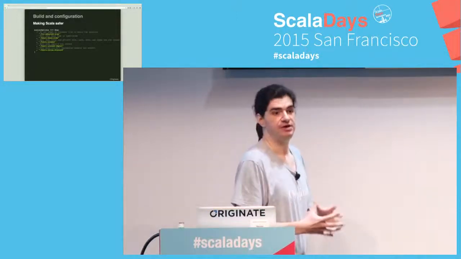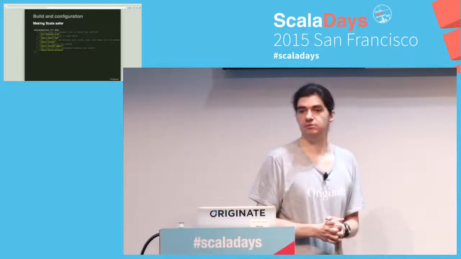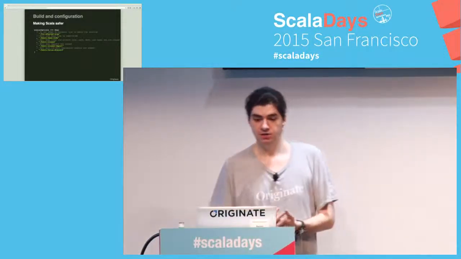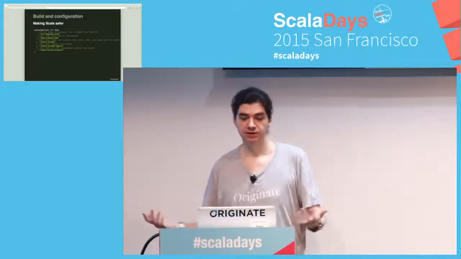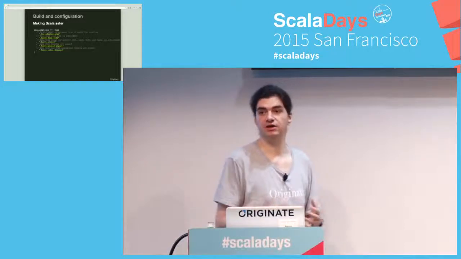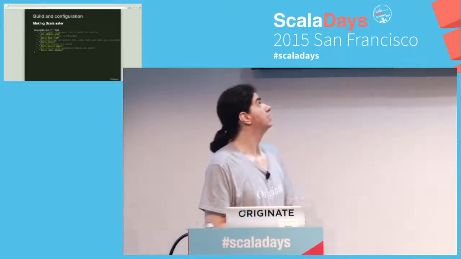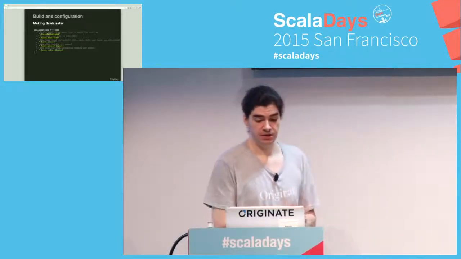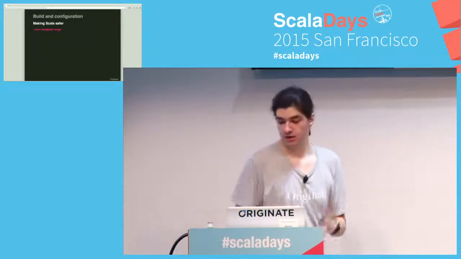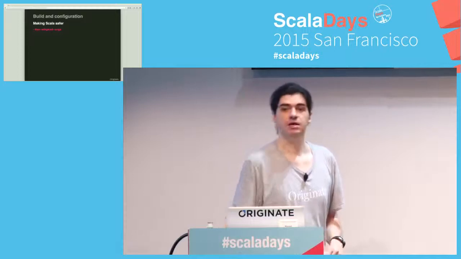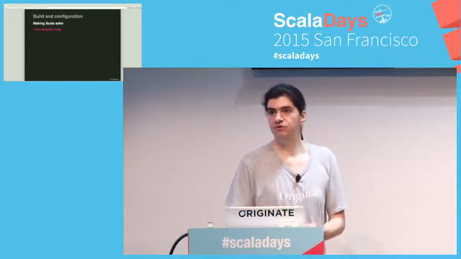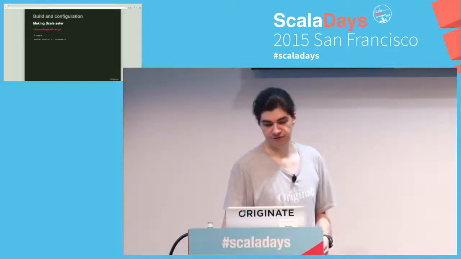Other than that bare minimal set, I also like to enable some more advanced options: no adapted args, warn dead code, warn unused import, warn value discard. And of those, the one that is most important in my opinion is no adapted args. Why? Because if you don't use it, it may lead to code that is totally unsafe. So let me give an example.